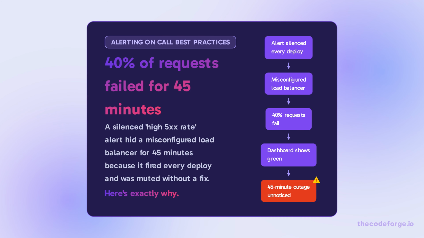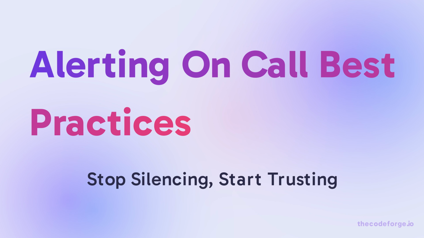40% of your payment requests are failing, but your alert dashboard shows green. That's what happened when a team silenced a high 5xx rate alert that fired every deploy. 3 weeks later, a misconfigured load balancer caused a 45-minute outage nobody saw. Here's exactly why. Welcome to TheCodeForge.